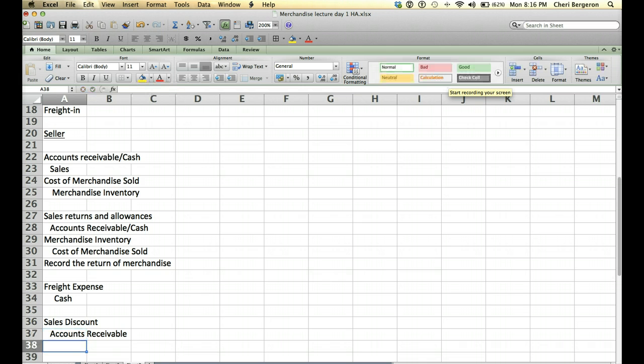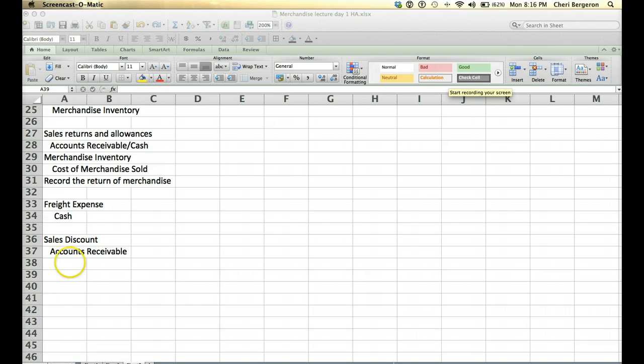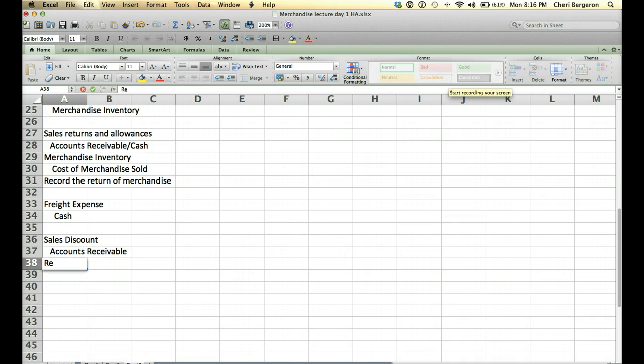And you'll usually see this entry combined with the receipt of the customer's payment, because you will know on the date of payment whether or not they paid you within 10 days. You'll actually do this entry at the same time as you receive their payment. So this is to record the discount taken by our customer.